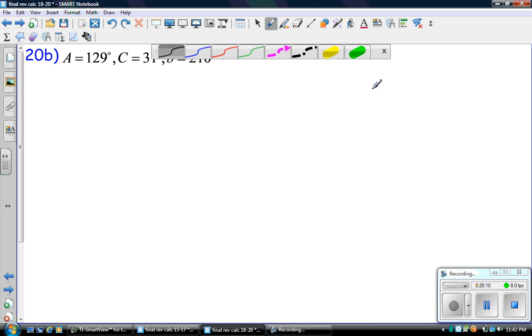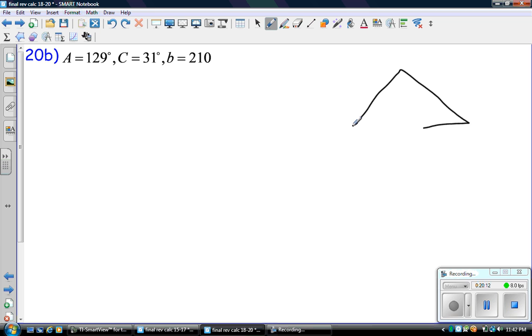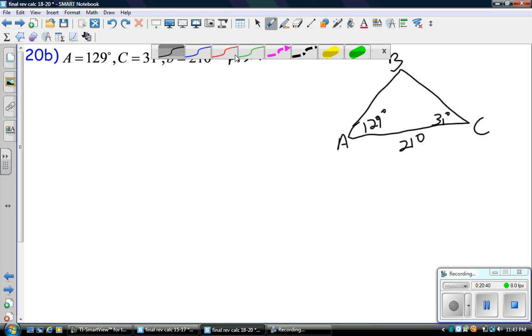20b, another solving the triangle. So again, let's just draw ourselves a random oblique, oblique meaning no right angle. So I've got 129 degrees. Angle C is 31 degrees. And side B is 210. This is an angle side angle problem. The first thing that I have to do is add these up, subtract from 180, and you'll get your missing angle, which turns out to be exactly 20.